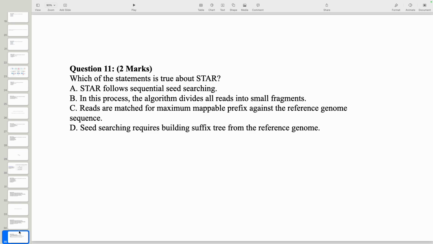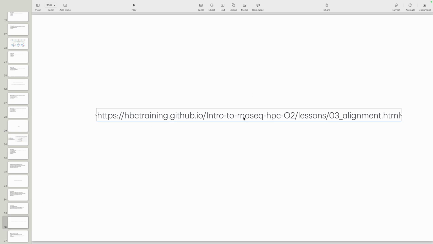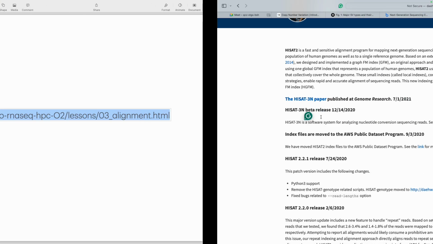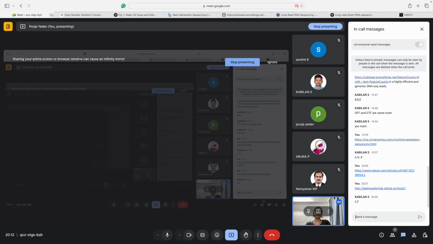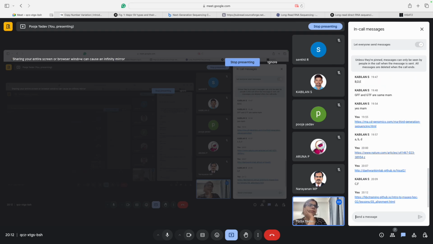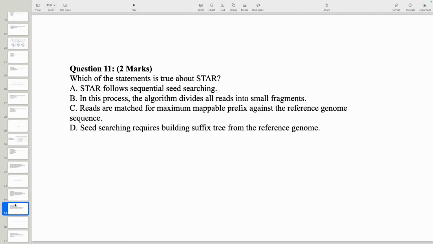Okay, so we'll move to our next question, question number 11. Which of the statements is true about STAR? Please go through this question and try to answer it. I'll again share the link of the manual for STAR. Please go through the manual and try to answer this question.